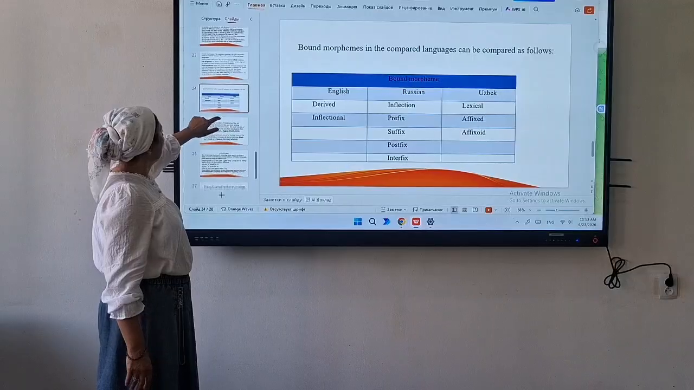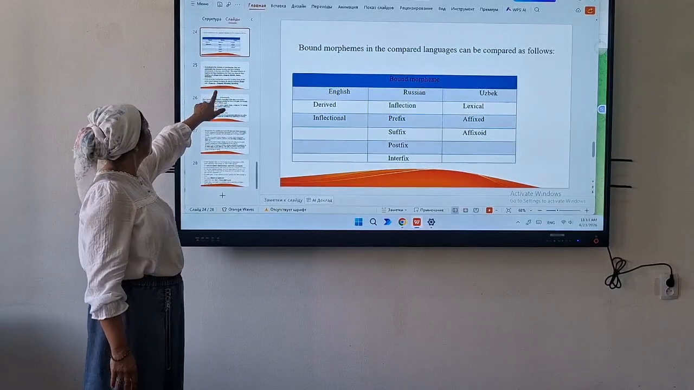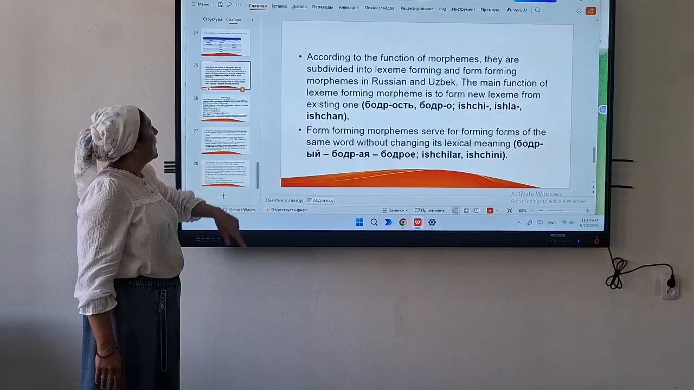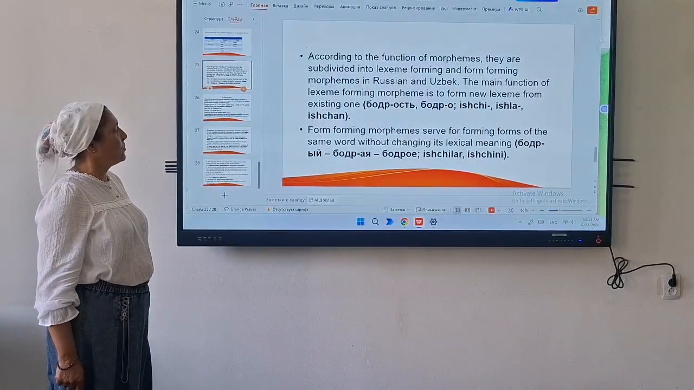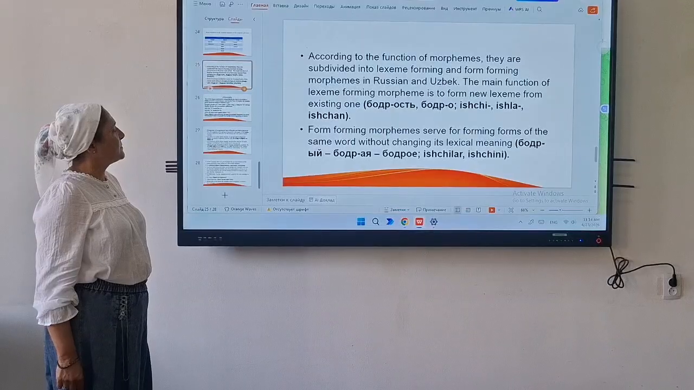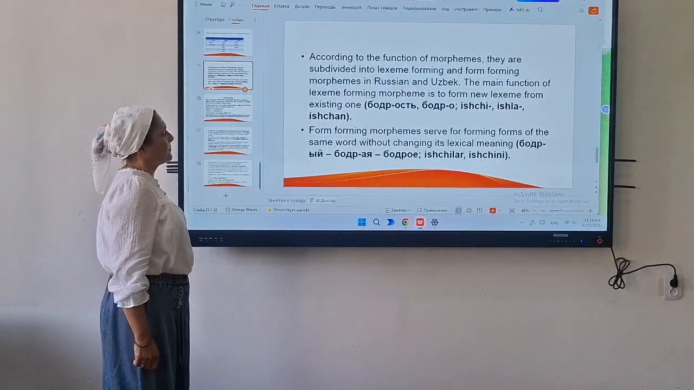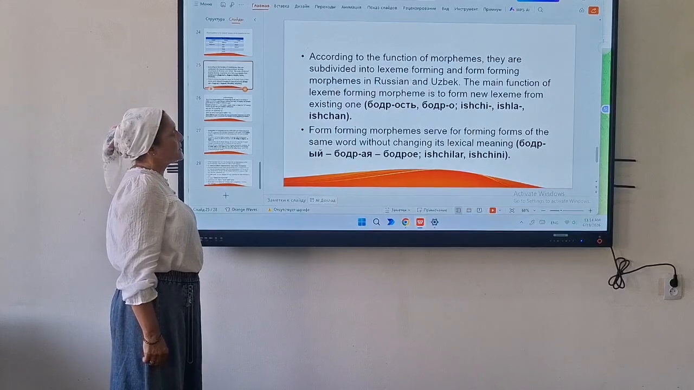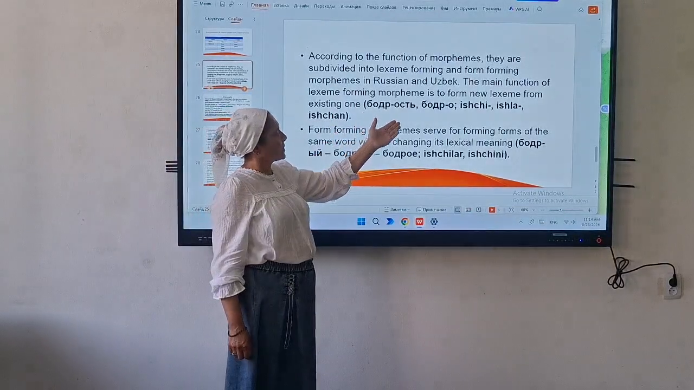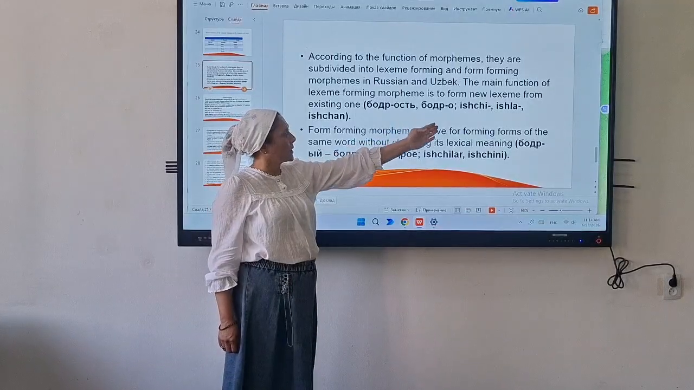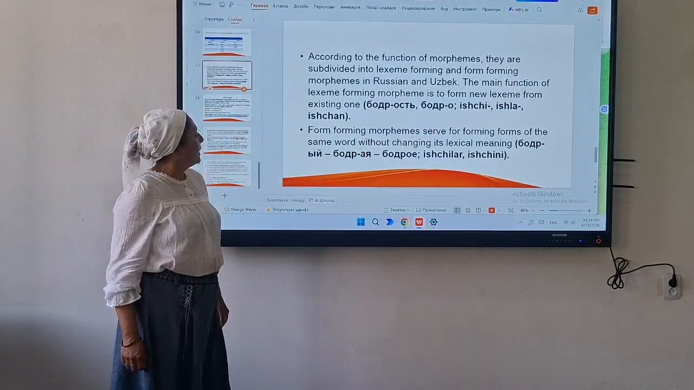So here we have a table about bound morphemes in compared languages. According to the function of morpheme, they are subdivided into lexeme-forming and form-forming morphemes in Russian and Uzbek. The main function of a lexeme-forming morpheme is to form a new lexeme from an existing one. For example, border and also borders, or border or bordera, işçi, işler, işçen.